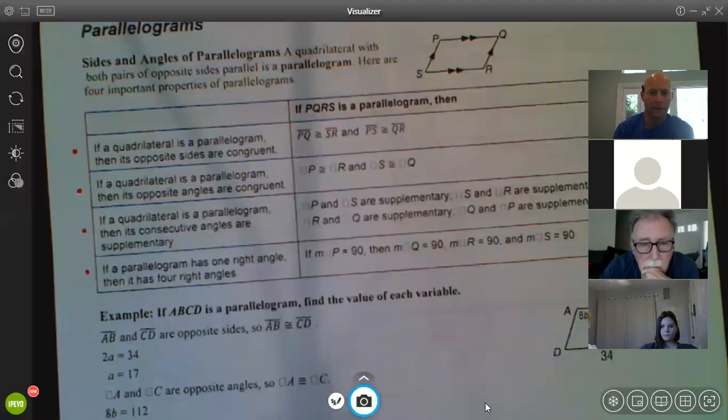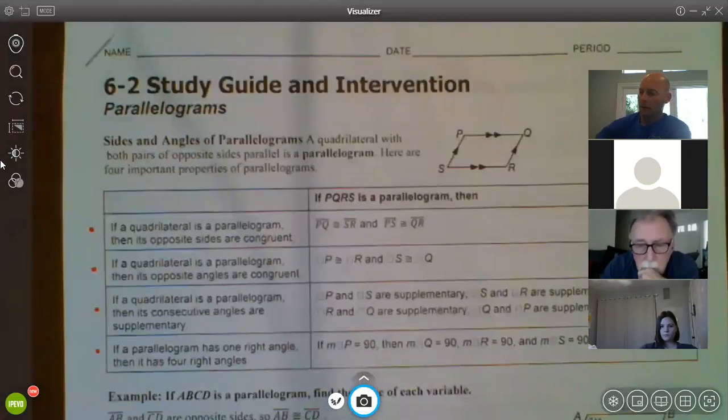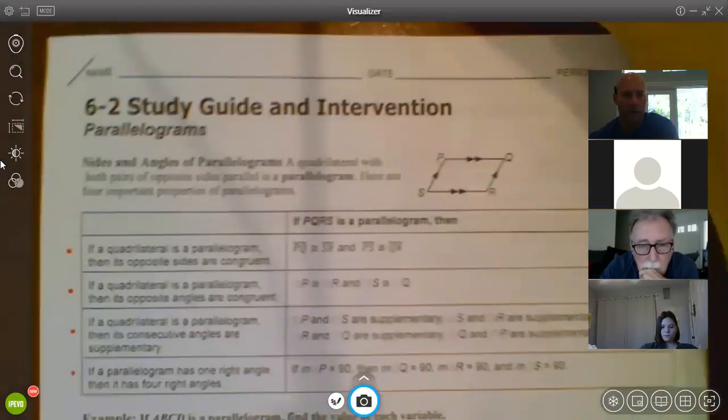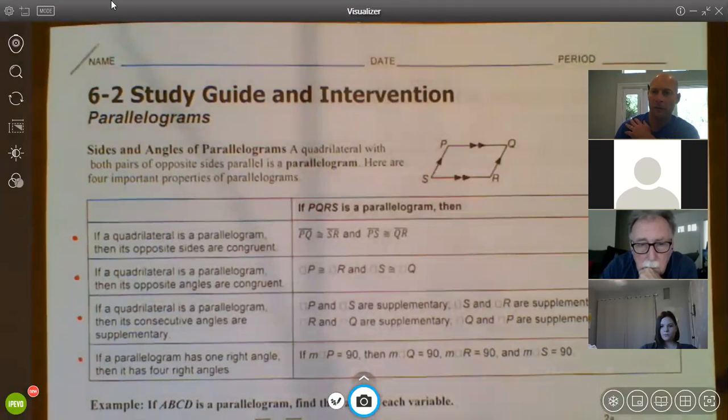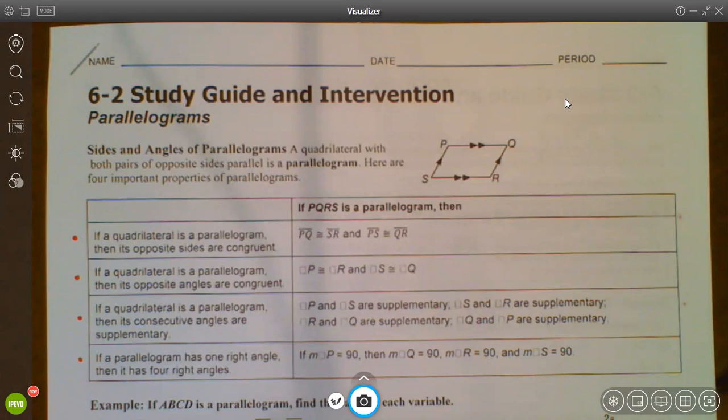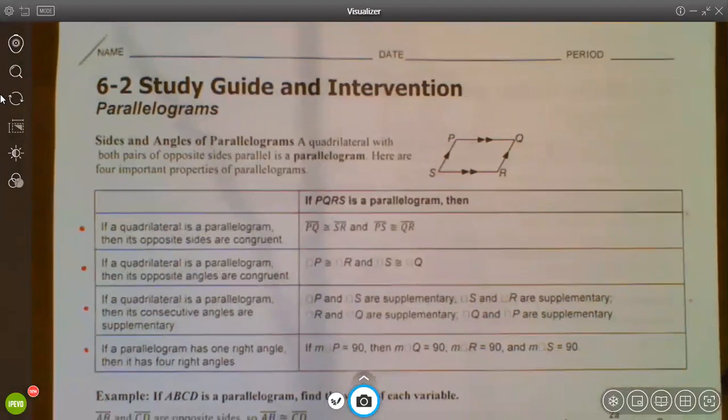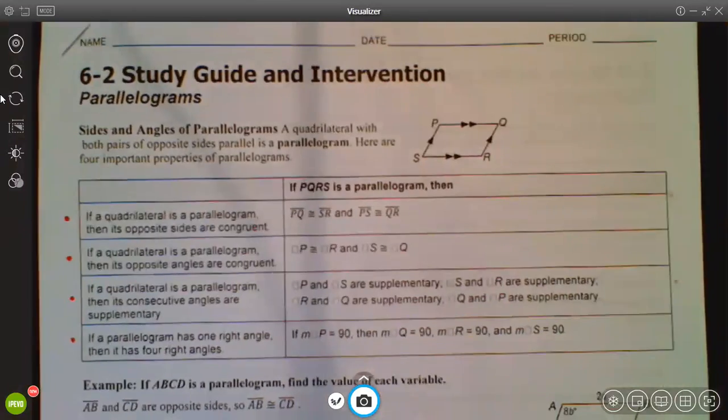So guys, let me bring you over to this. The majority of this time we're going to be talking about parallelograms, because the stuff involving trapezoids is very brief. So we're going to spend a little more time talking about parallelograms. Like I said, guys, this document is on our calendar for today.